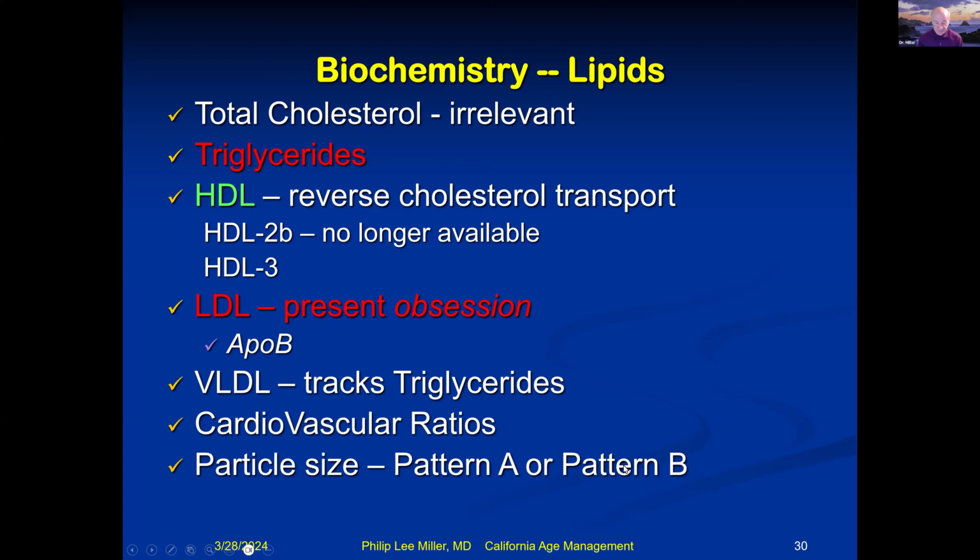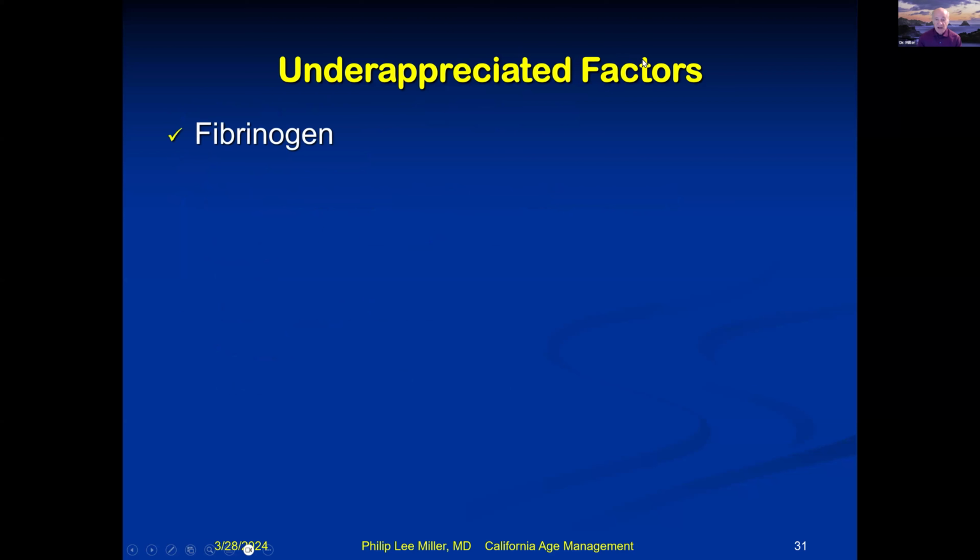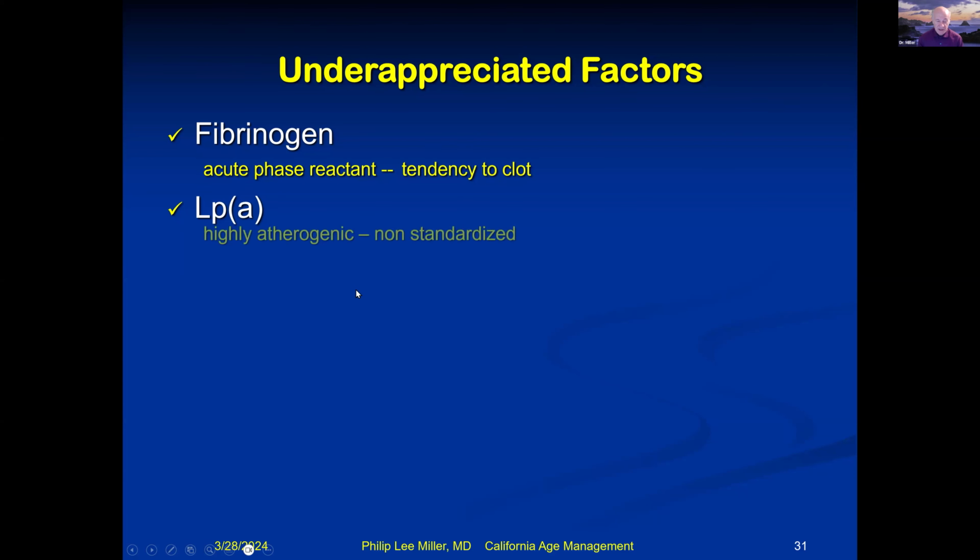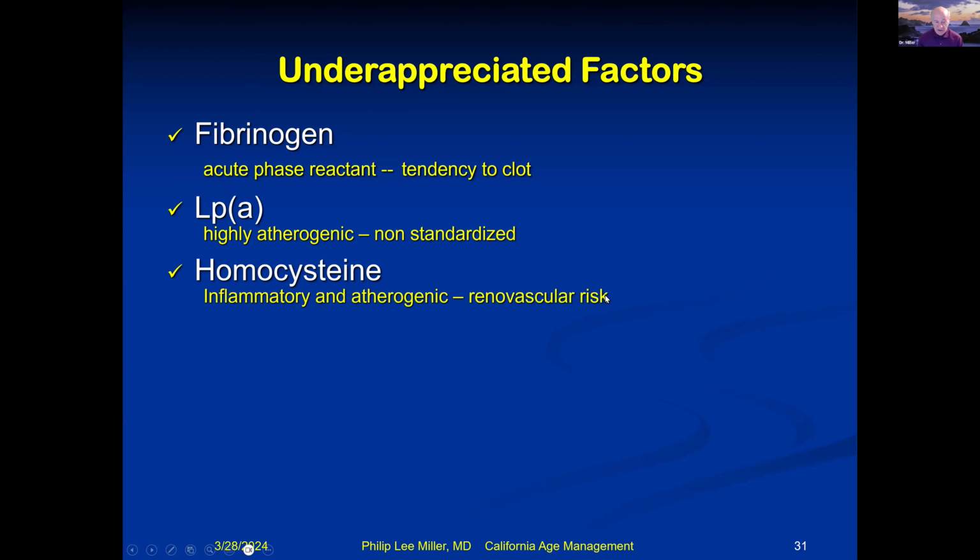And finally, what I've been looking at for the last 15 or 20 years is particle sizing, which is pattern A and pattern B. Here are some underappreciated factors that I test in all my patients. Fibrinogen thickens the blood, with a tendency to clot, heart attacks and strokes. It's an acute phase reaction. Lipoprotein A, LP little a, is highly atherogenic, but it's a non-standardized test, so every lab will give you a different range. Homocysteine is really important. I'm looking at homocysteine more and more as a renovascular risk because I see, after 10 or 20 years of high homocysteine levels, patients developing kidney disease.